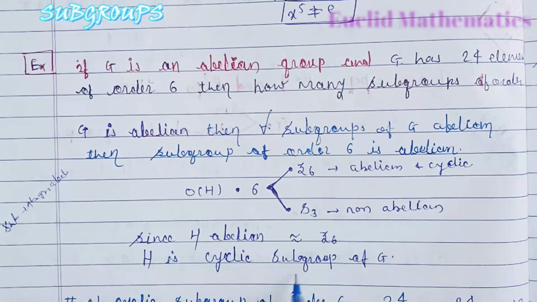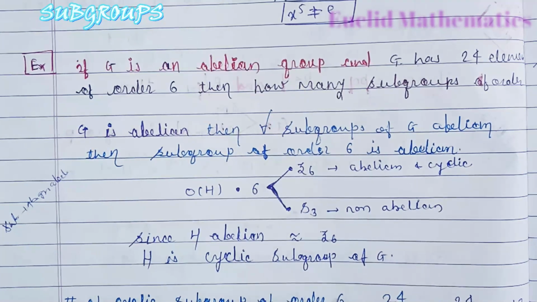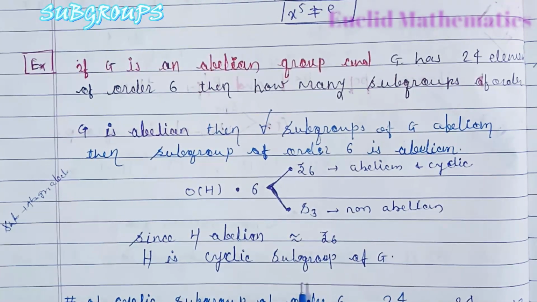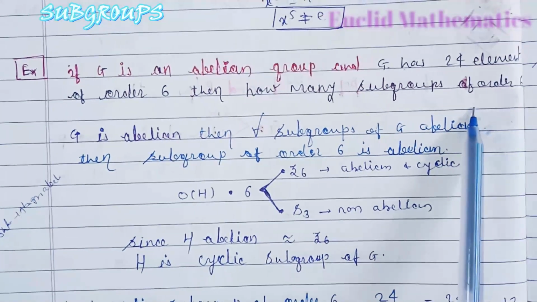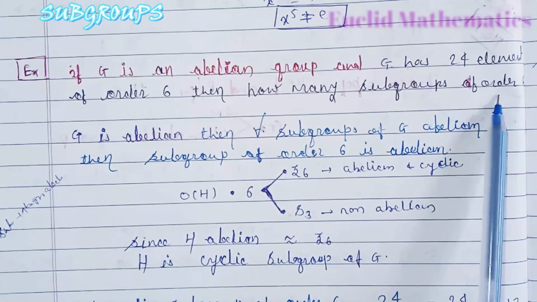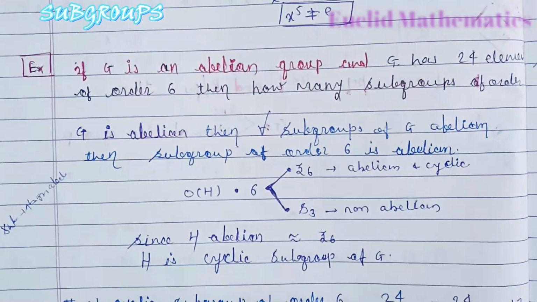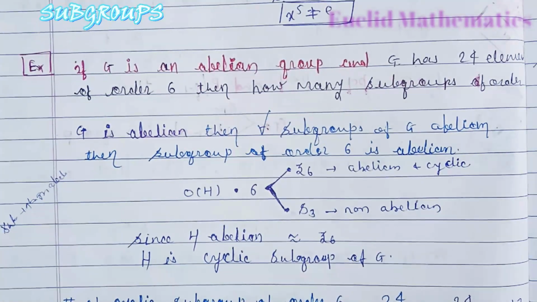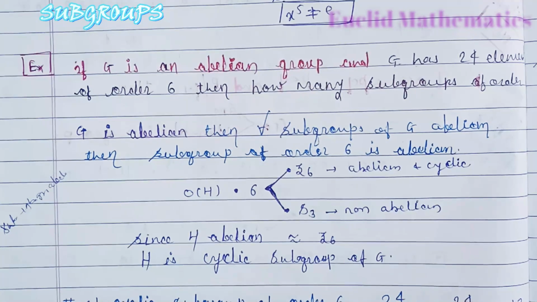For finding the subgroups of a cyclic group, the number of cyclic subgroups of order d in G is the number of elements of order d in G divided by phi of d. Keep in mind, we are working on subgroups of order 6 here. So the number of cyclic subgroups of order 6 is the total number of elements of order 6 in our group G, divided by phi of 6.